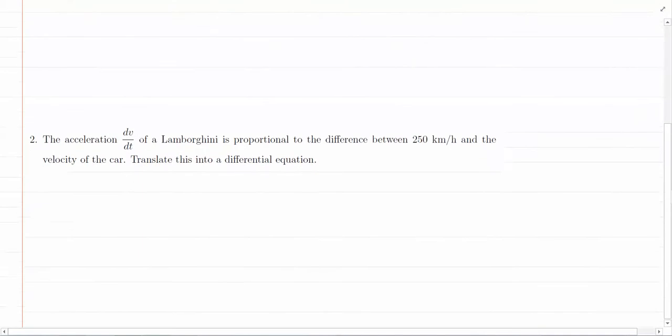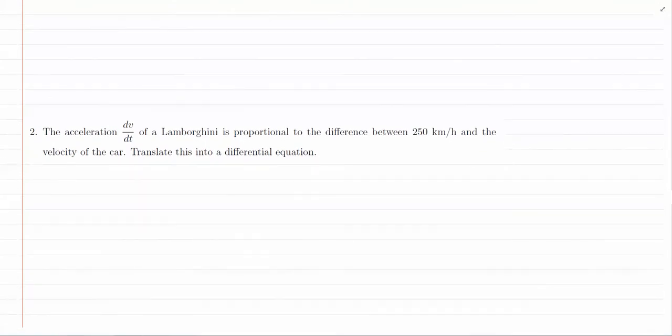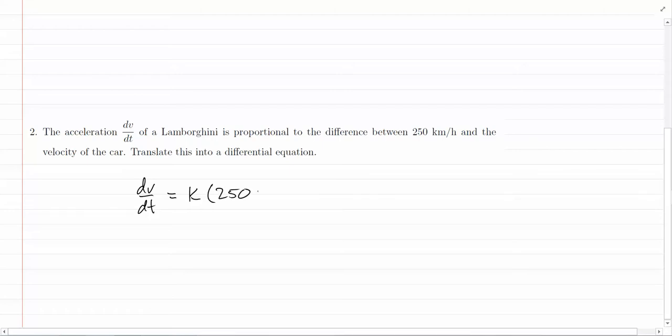Okay. Number 2, we want to translate this. So the acceleration dv/dt is proportional to, so that means it's equal to some constant times whatever comes after it. And so it's proportional to the difference between 250 kilometers an hour and the velocity of the car. So it's k times (250 minus v).